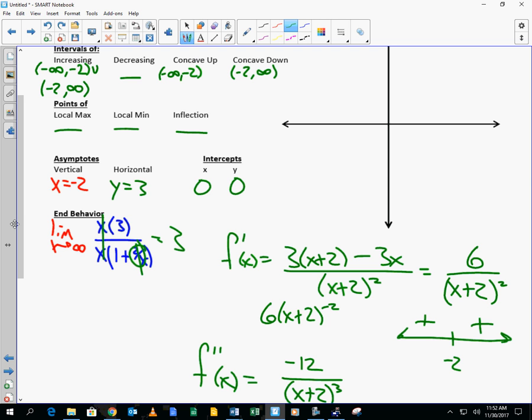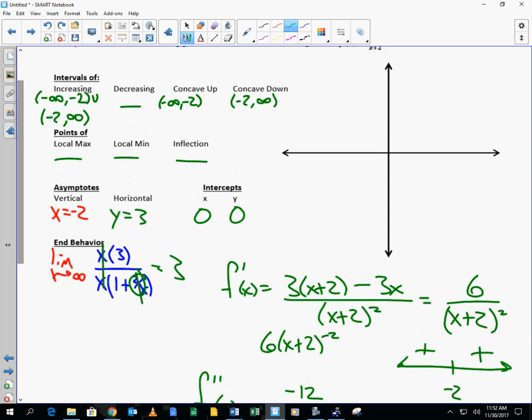Got that? Let's sketch an amazing graph. What would you like to make the tick marks? Want to make it 5 by 5? All right, let's go 8 by 8. You do whatever you want. Free country.